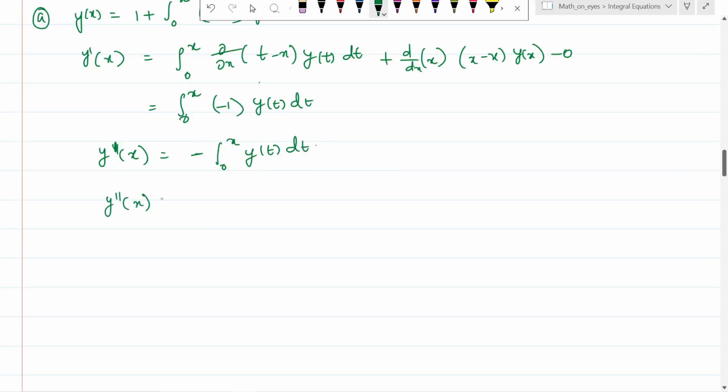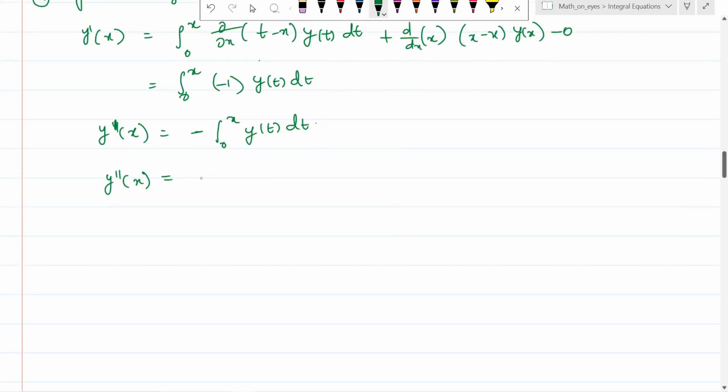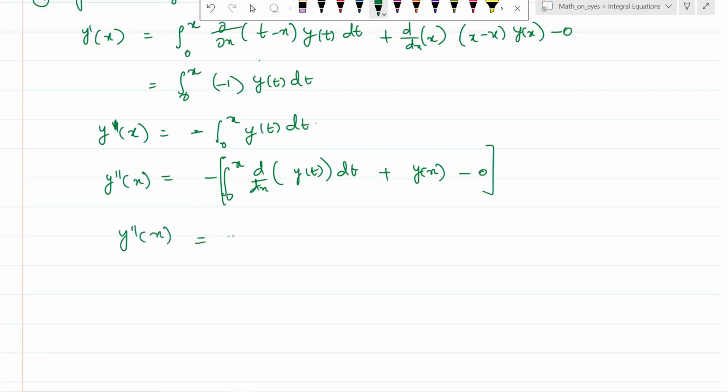y''(x) is equal to, take again the derivative, we get minus integral, this first part is going to be 0 because there is no x part here, minus integral 0 to x d by dx of y(t) dt, so this is going to be 0 anyways, and then applying the upper limit, the negative is outside, so we get plus y(x), and minus the lower will be equal to 0. So we get y''(x) is equal to minus y(x).